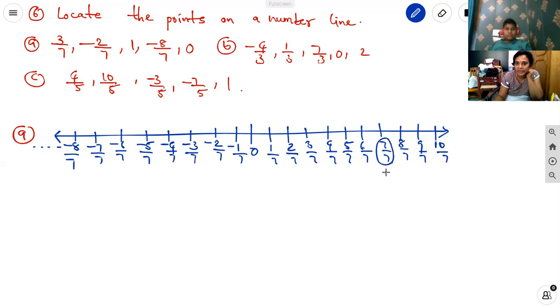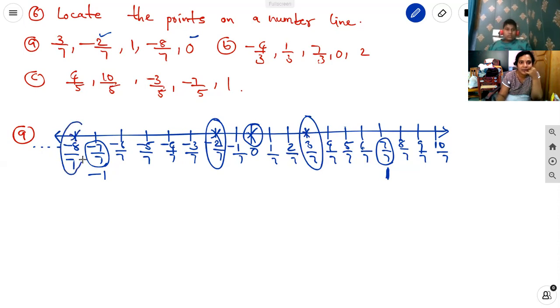See here, 7 by 7 is equal to 1. Here minus 7 by 7 is equal to minus 1. Now it's 0. Next, minus 2 by 7. This is minus 2 by 7. Next, 0 is over. 3 by 7. Minus 8 by 7. Next, 1. 1 is 7 by 7.